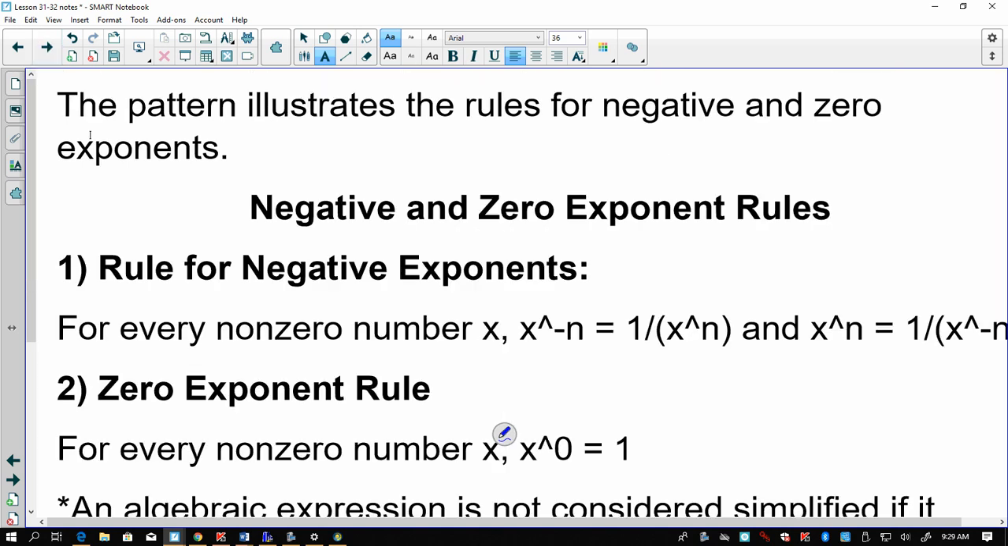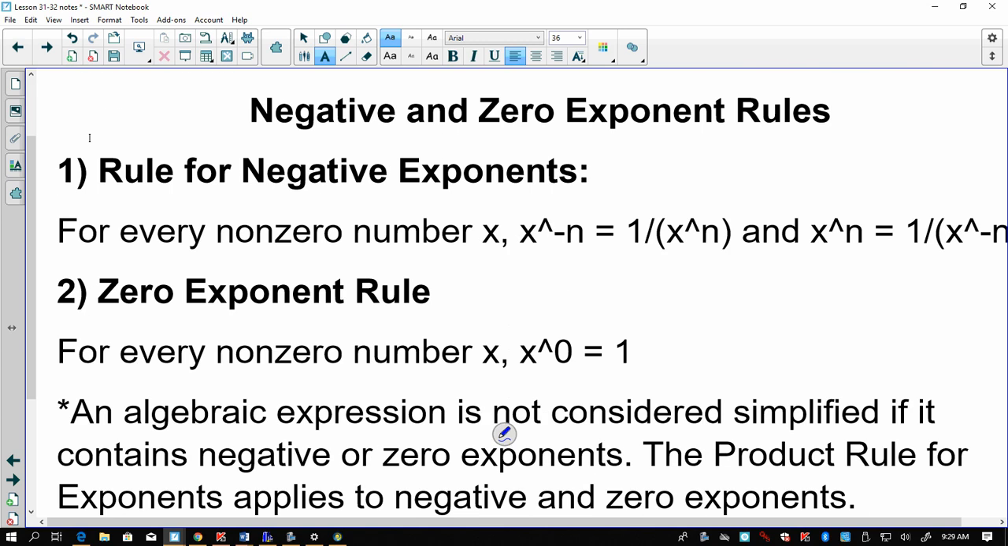So the pattern illustrates the rule for negative and 0 exponents. The rule of negative exponents is this: for every non-zero number x, that number to the negative exponent is going to be 1 over that number to the positive exponent. Okay?